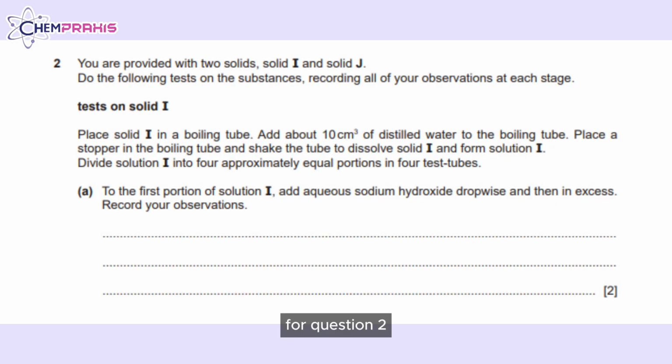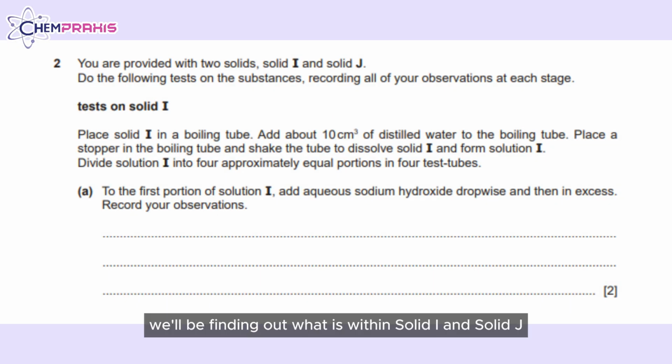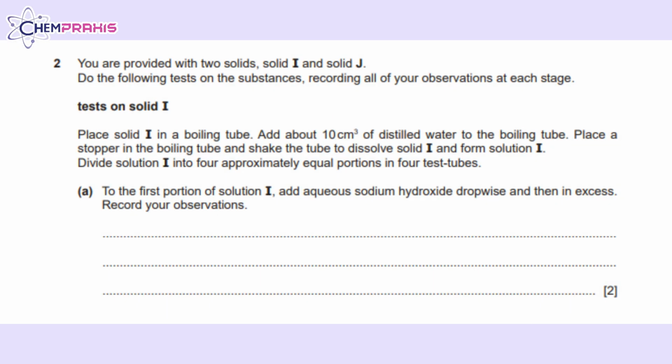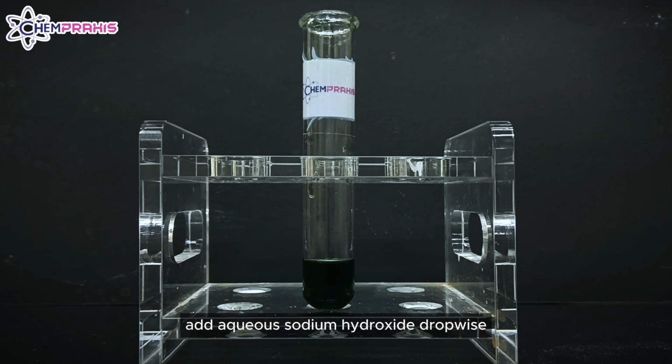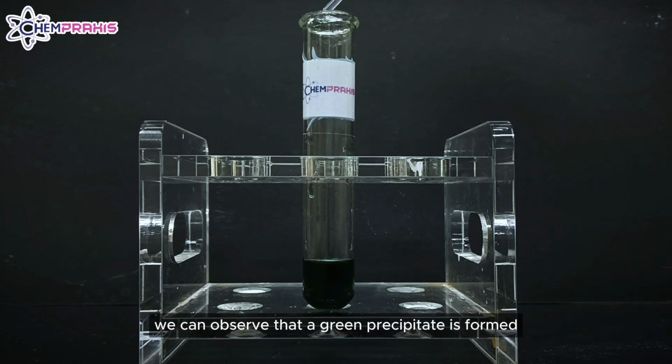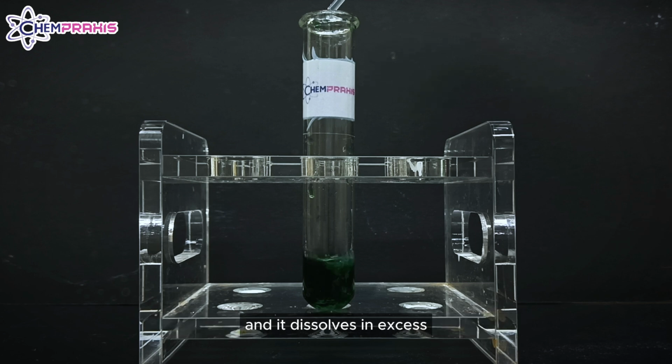For question 2, we'll be finding out what is within solid I and solid J. Add aqueous sodium hydroxide dropwise and then in excess into solution I. We can observe that a green precipitate is formed and it dissolves in excess.